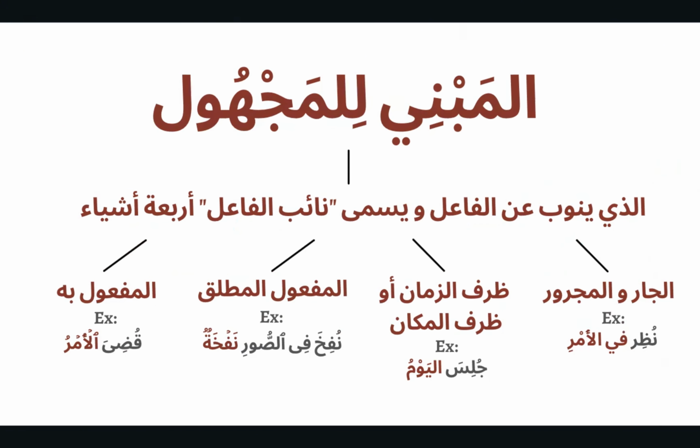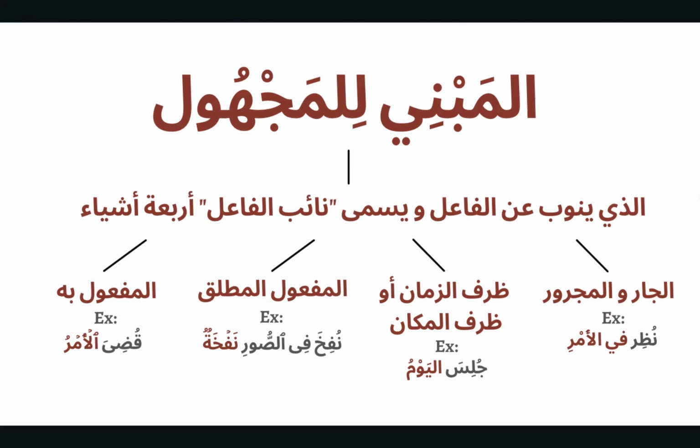Before we go into that though, what exactly takes the place of the fa'il when you actually use this form? Okay, so the scholars say التي ينوب عن الفاعل ويسمى نائب الفاعل أربعة أشياء. They say that there are four different things that can take the place of the fa'il and become what's called نائب الفاعل, the substitute of the fa'il. The first one is the مفعول به, which is usually the case. So the مفعول به, what was originally the object of the verb, is going to become the substitute of the fa'il. So قضي الأمر, the affair was completed.